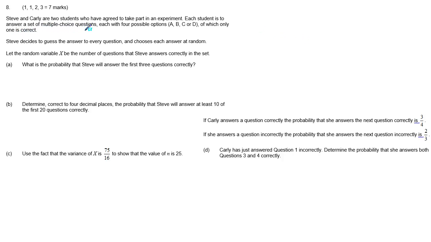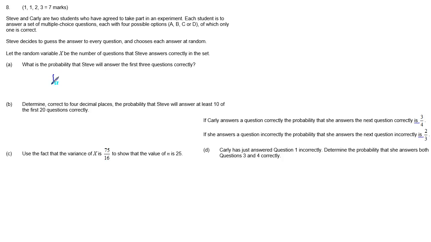Steve and Carly are two students who have agreed to take part in an experiment. Each student is to answer a set of multiple choice questions, each with 4 possible options A, B, C or D, of which only one is correct. Steve decides to guess the answer to every question and chooses each answer at random. Let the random variable x be the number of questions that Steve answers correctly in the set. What is the probability that Steve will answer the first 3 questions correctly?